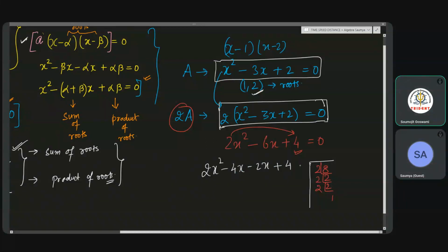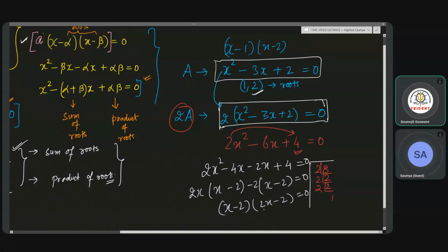But this will give me an 8 also. Yeah. So if I take 2 common, I will get x square minus 2, and if I take minus 2, hold on, I should take a 2x common. If I take 2x common, I'll get x minus 2, and if I take 2 common, I'll get x minus 2. This is equal to 0. So x minus 2 and 2x minus 2 equals 0. Now, if you see, Soumya, this is x equals 2, one of the roots, and the other root will be x equals 1.